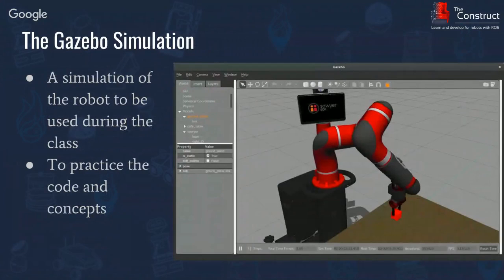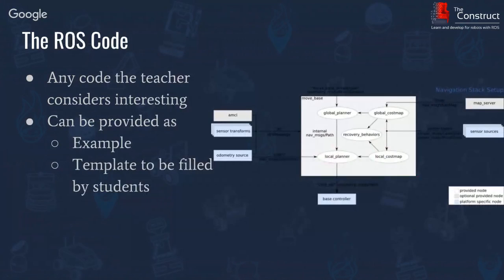Then the Gazebo simulation, so there will be the simulation of the robot that we are going to use. And we are going to use this for practicing the concepts that we are teaching in the live class. Then finally, we'll have the ROS code, as I mentioned.